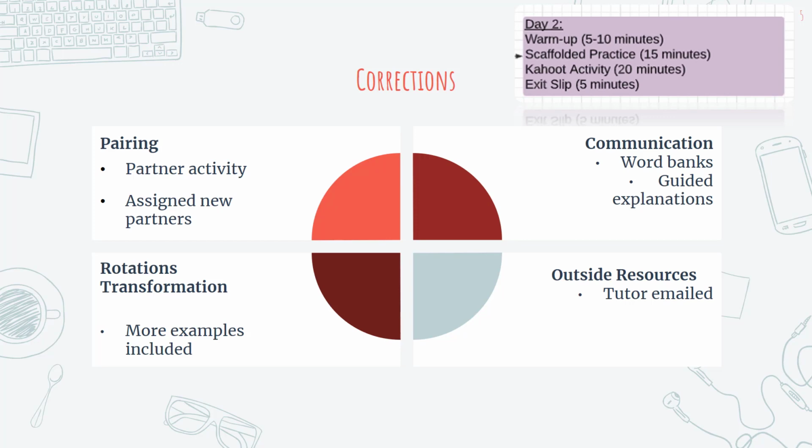More examples were included on the warm-up and scaffolded partner practice to help clear up the confusion of rotation transformations. This whole classroom discussion would allow students to ask any questions necessary and give me time to make observations on who is still struggling. These students can then be focused on more during the partner activity. Last but not least, these two students had to set up a time to work outside of class and complete extra examples with a tutor.